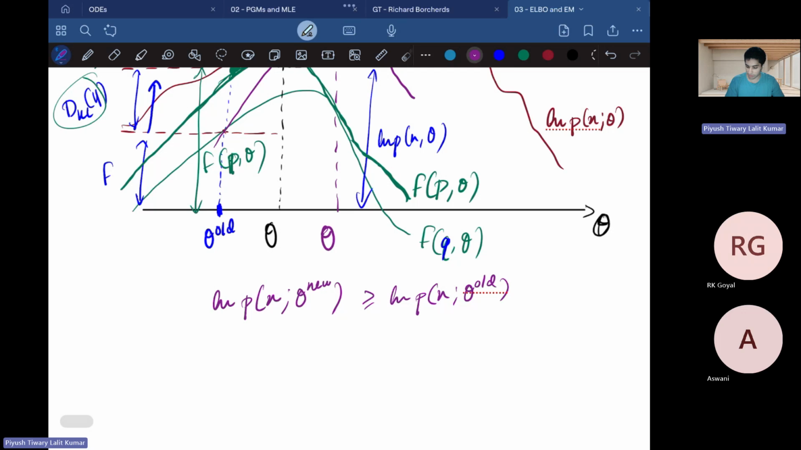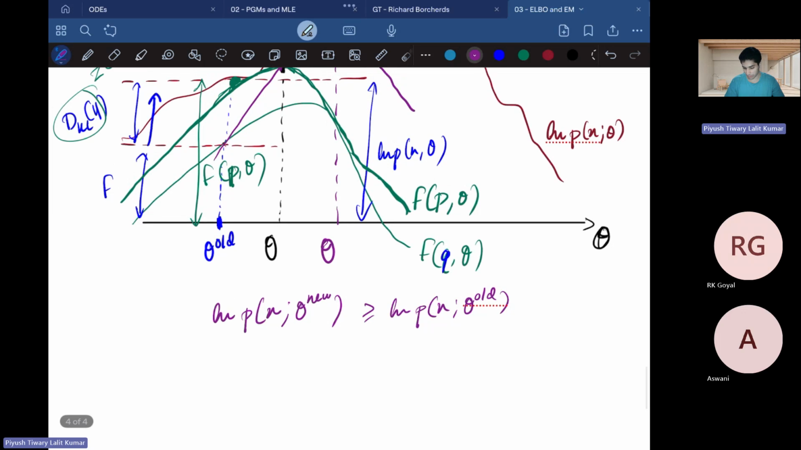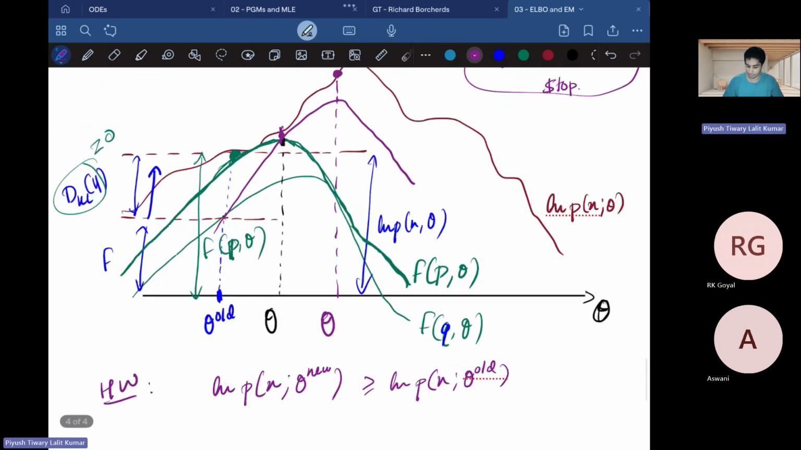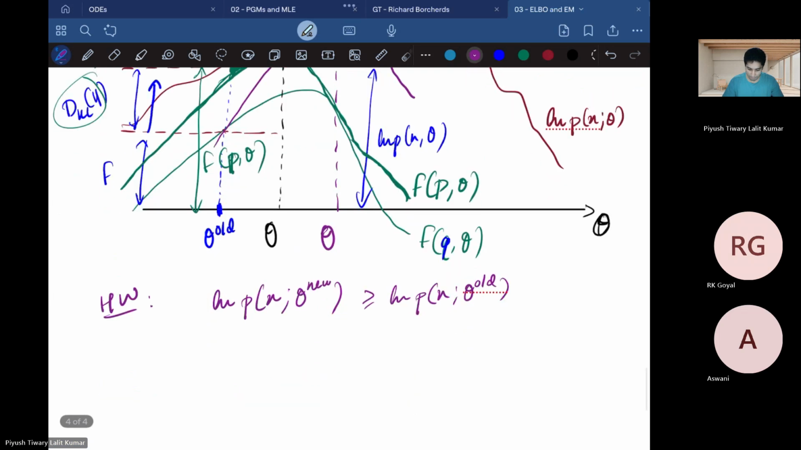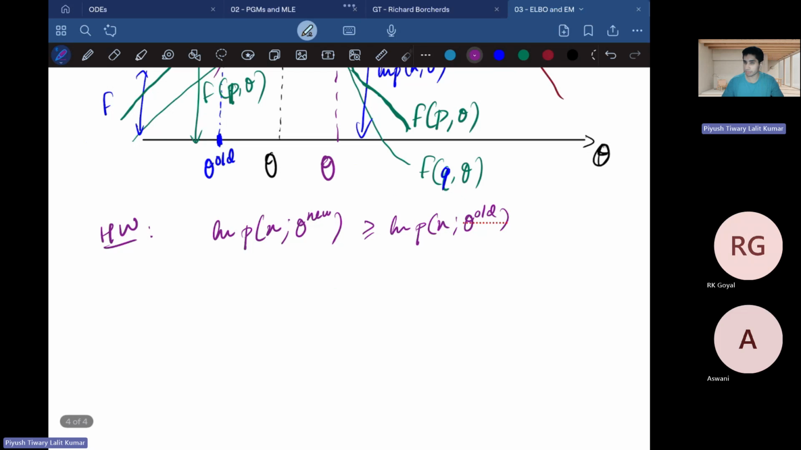So someone can ask you questions like this, can you prove this thing? It's actually easy to prove. Maybe I'll leave it to you, just think about it. Maybe it's a homework-like thing. If you can prove this thing, I think you have understood the maths as well as the underlying intuition. Right, so this was expectation maximization.